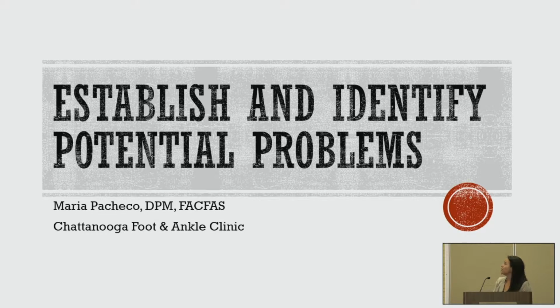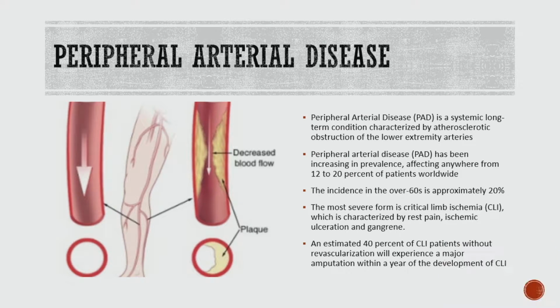Well, my topic is how podiatrists can identify and establish potential problems in the lower extremity associated with peripheral arterial disease. I know we've all touched base on this a little bit, but it is a long-term condition. It's characterized by atherosclerotic plaques within the lower extremity vessels. It is gaining prevalence, ranging anywhere from 12 to 20% globally. In patients over 60, which is a large part of our population, we're seeing it in about 20% and increasing. The most severe form is critical limb ischemia.